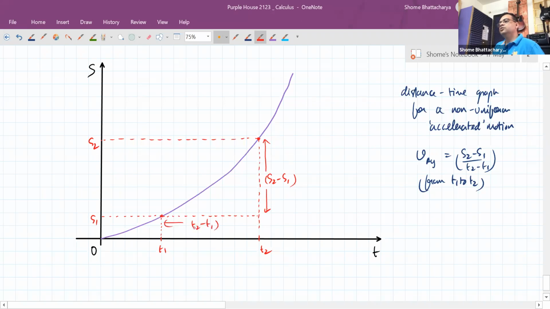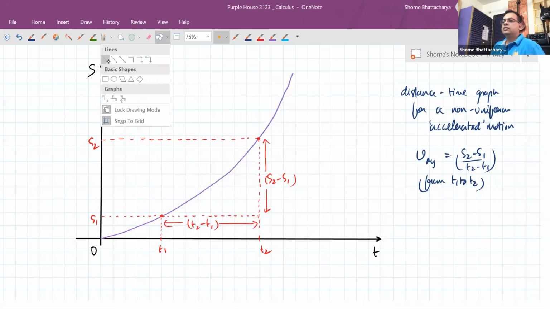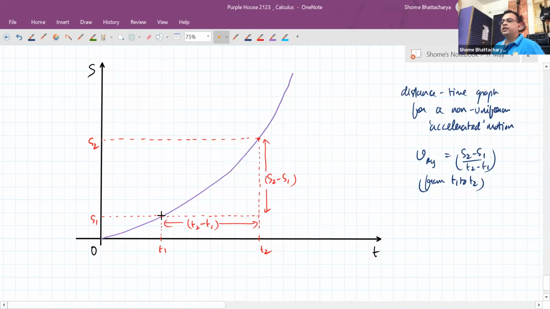So the ratio of these 2 things is nothing but the slope of something. But slope of what? The slope of a line, if I join these 2 points with a straight line. Supposing I just join these 2 with a straight line, then the average speed between this point and this point also becomes the slope of this straight line. So that becomes another way of defining average speed for us now. It becomes a graph way of defining that the average speed between 2 times T1 and T2 is nothing but the slope of a straight line joining those 2 points.